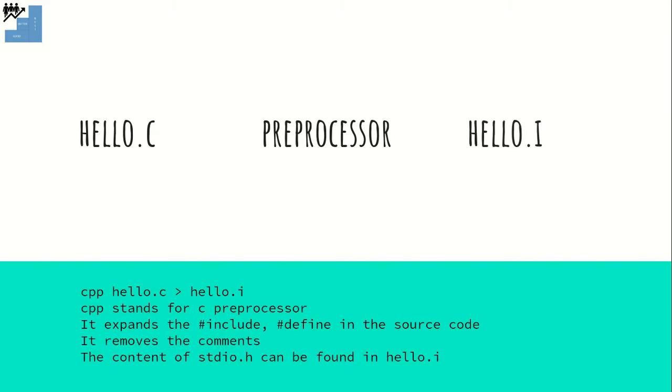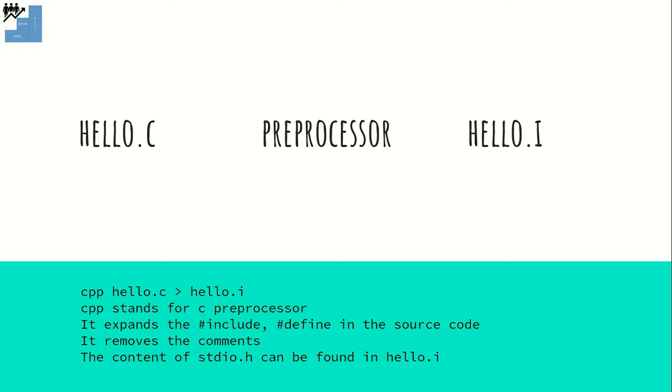Firstly, we'll look into the preprocessor, which is the first step of the compilation process. So hello.c, which you write as source code, goes into the preprocessor to produce a hello.i file. The instruction for this step is cpp hello.c hello.i. CPP's full form is C preprocessor. This command expands whatever #include and #define files are there, and it removes the comments from the source code to generate the hello.i file.